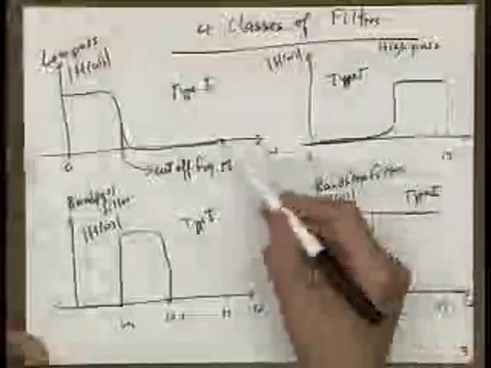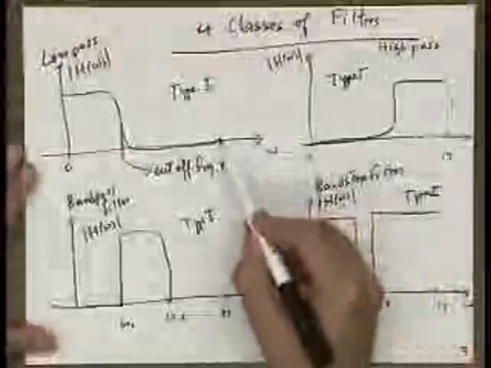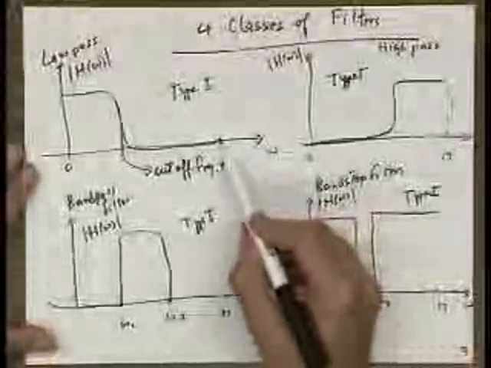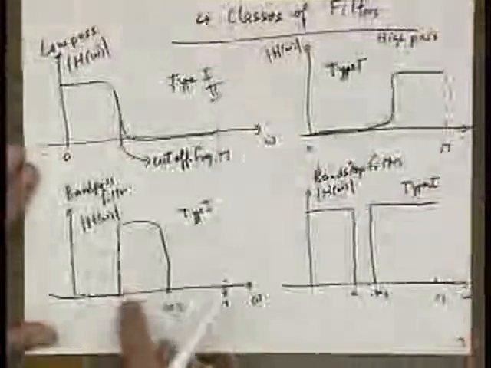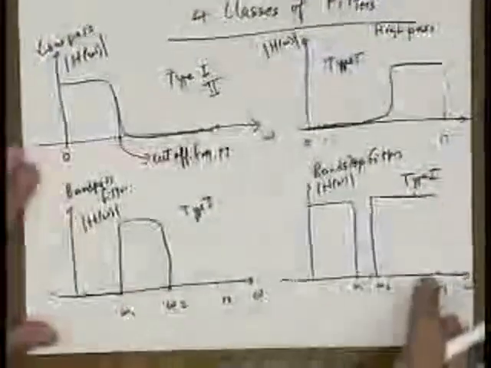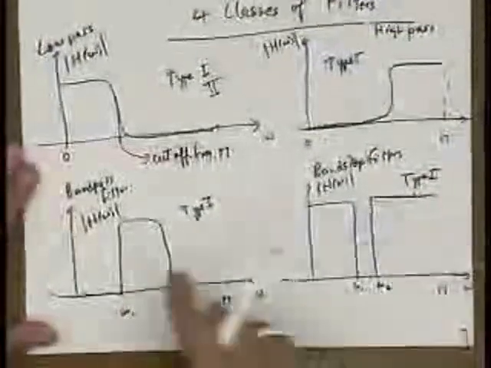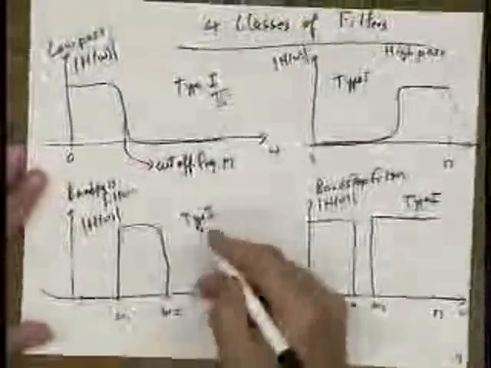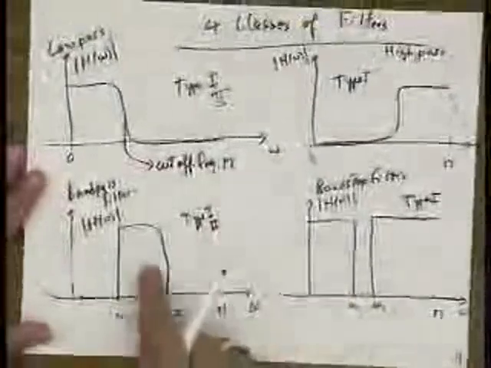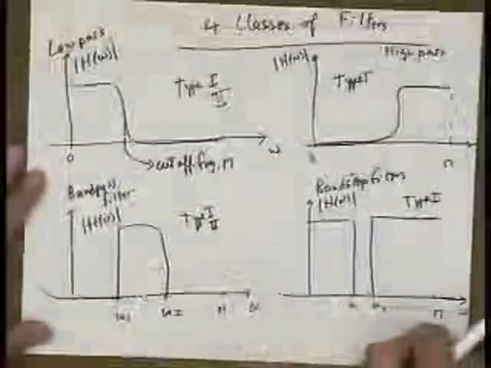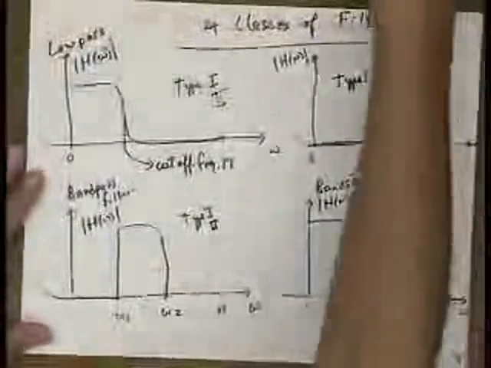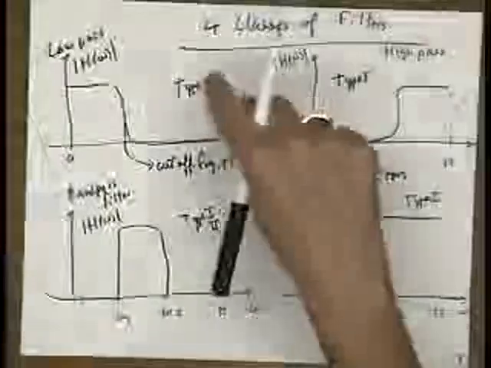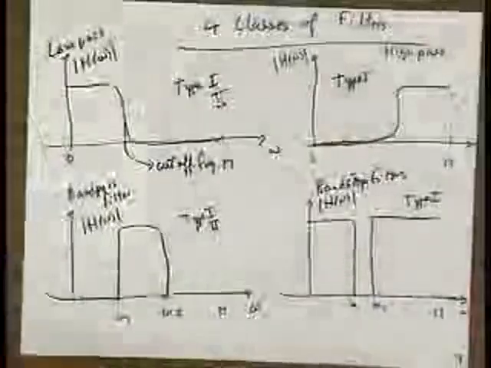Type 2, H of pi is equal to 0. That means right here it goes through 0. So can it be used for the low pass? Yeah. Can it be used for the high pass? No. Can it be used for the band pass? Yes. And can it be used for band stop? No, because at pi it goes to 0. So type 2 can be used for low pass and band pass, but not the other 2.